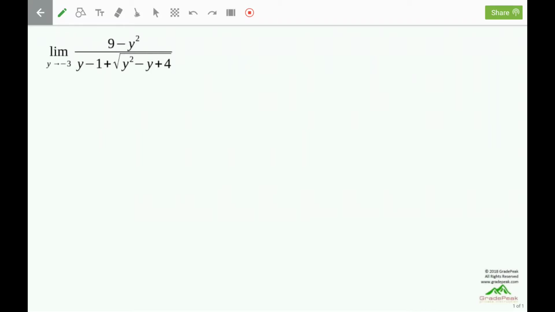Limit as y goes to -3 of (9 minus y squared) over (y minus 1 plus the square root of y squared minus y plus 4). The first thing we're going to do is try plugging a -3 in for each of the y's.